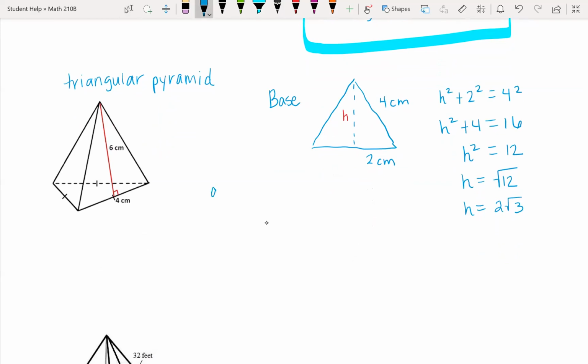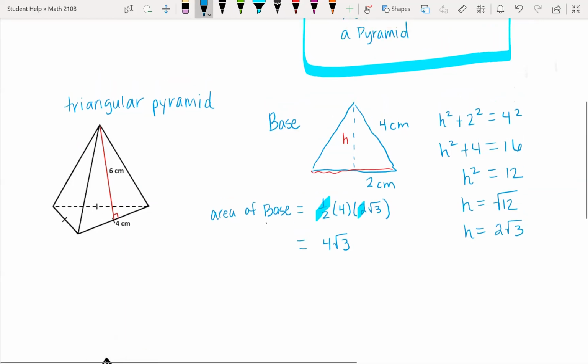The area of the base is 1/2. When we talk about the base of this, we're going to take this whole side, which is 4. And the height is 2 times the square root of 3. That 1/2 and the 2 will cancel each other. And we're going to have that the area of the base is 4 times the square root of 3.